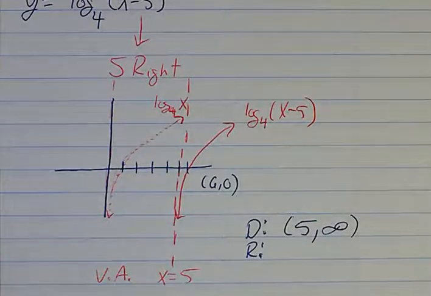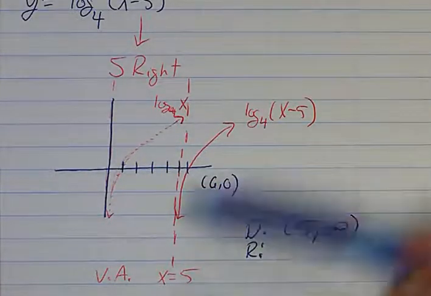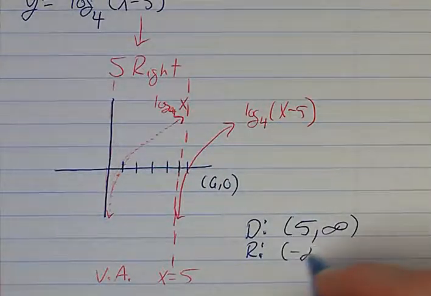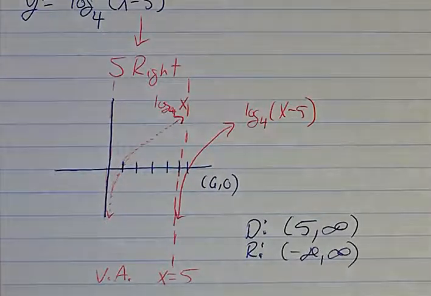In your range, well, it's anything. It's as low as you want to go and it's as high as you want to go. So this was negative infinity to infinity. So this will never change. The range will never change as far as what we're doing for log functions.